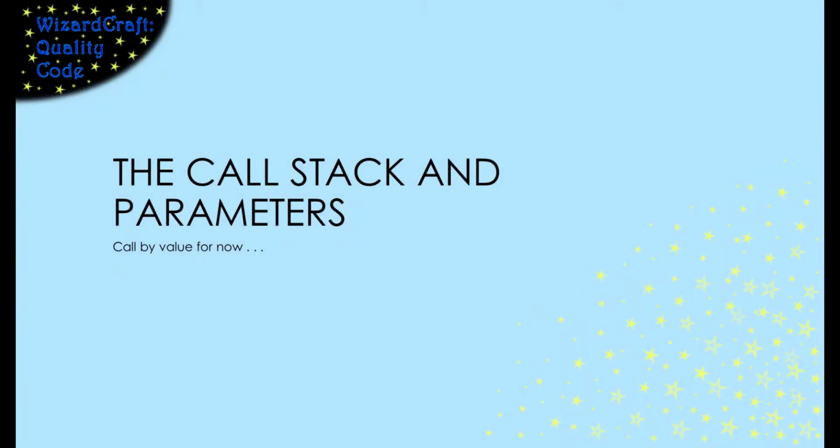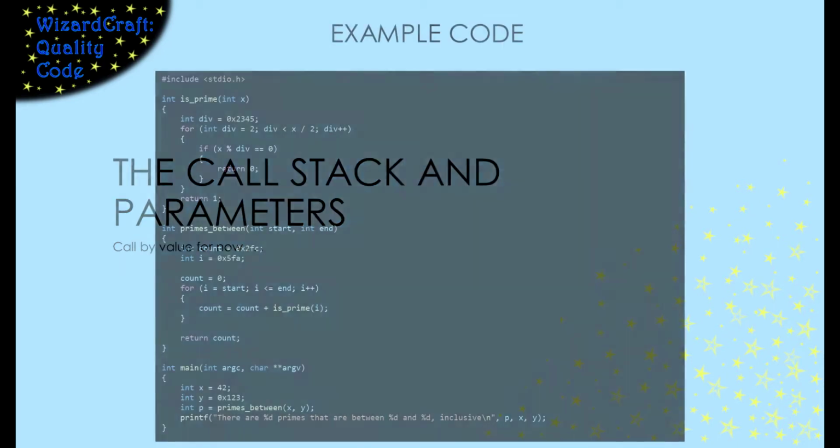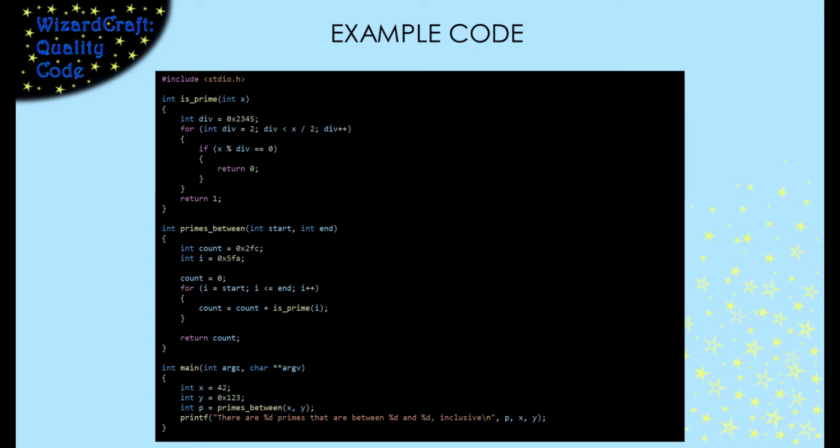Now that we've seen how local variables are stored, in this video, we're going to look at how functions get called and arguments get passed into parameters. The example code I'm going to use for this video counts the number of prime numbers between two values.